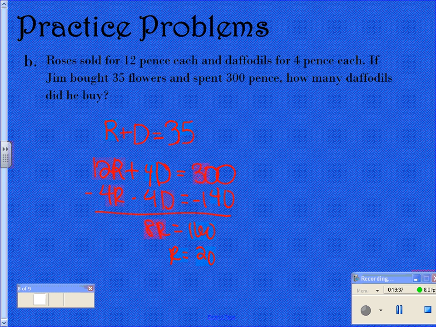300 minus 140. Are you asking how I got this? 35 times -12. I mean -4. So if you have 20 roses, how many daffodils do you have? Any questions there? No?